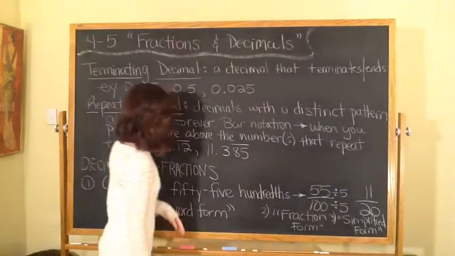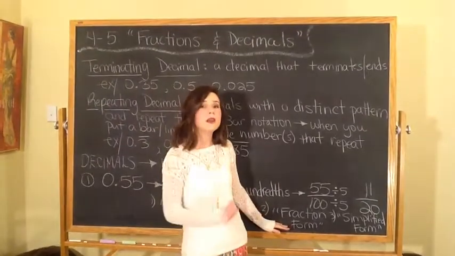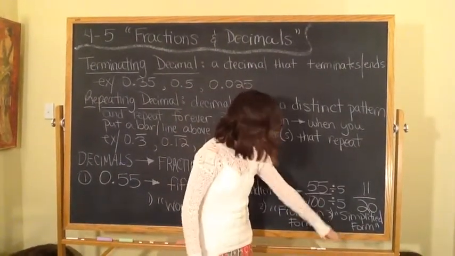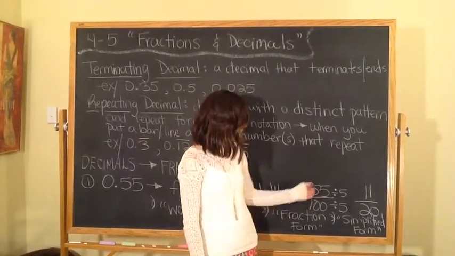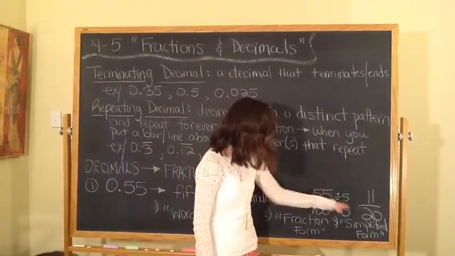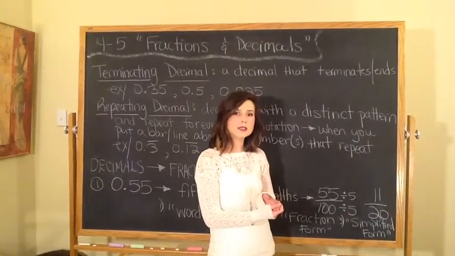So the first step is to say it in word form. Second step, put that word form in fraction form, and then the last step is to simplify. Since 55 and 100 both share a 5, we're going to take it out and make it 11 over 20 instead. So that's in the simplest form possible.